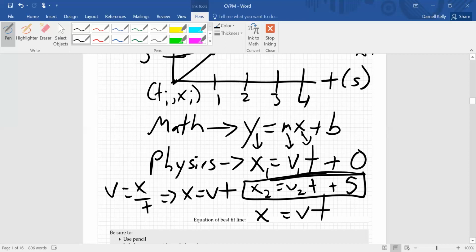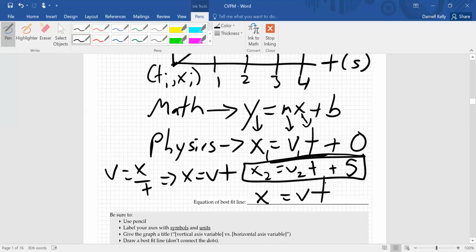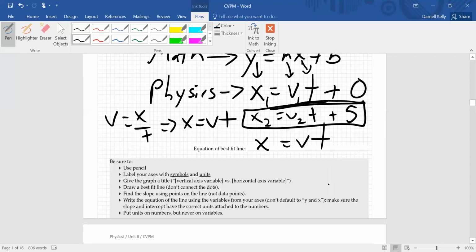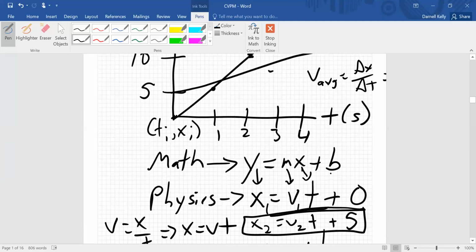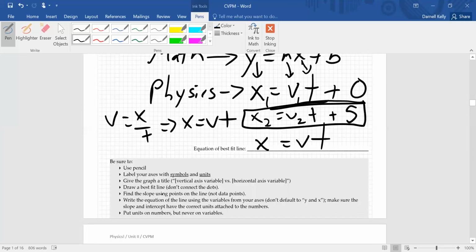I just did this here as another example with the y-intercept. Put the y-intercept to use. So in your packet, or the packets like it, I would have had you use pencil, label your axes with symbols and units. Give the graph a title. We can say position versus time. Draw a best fit line. We did that. Don't connect dots ever.